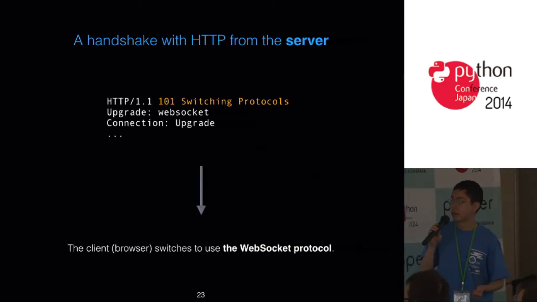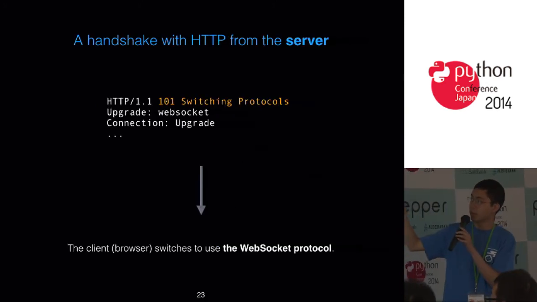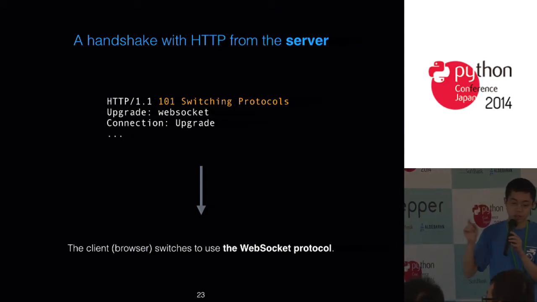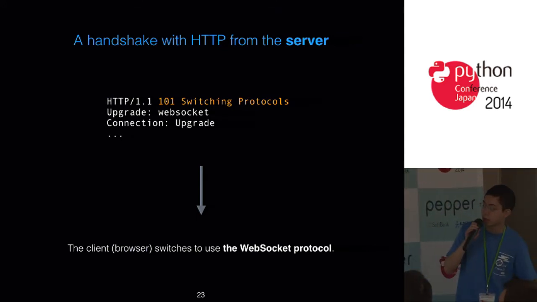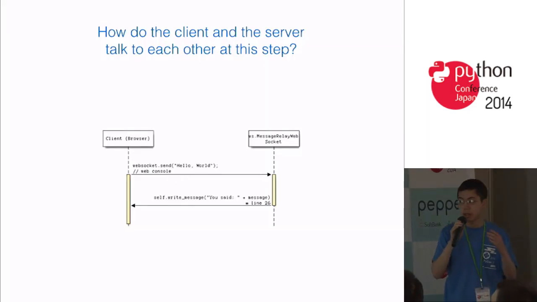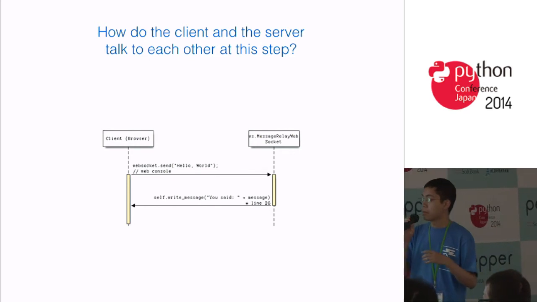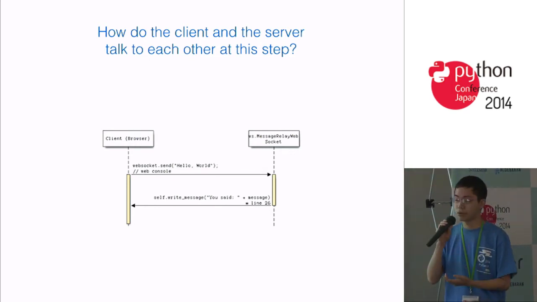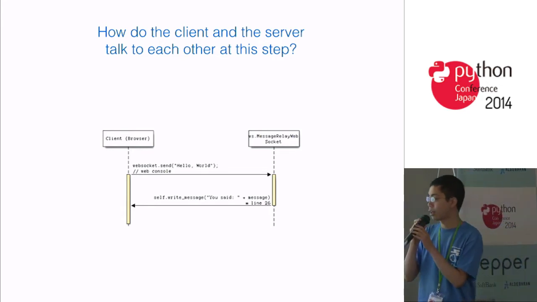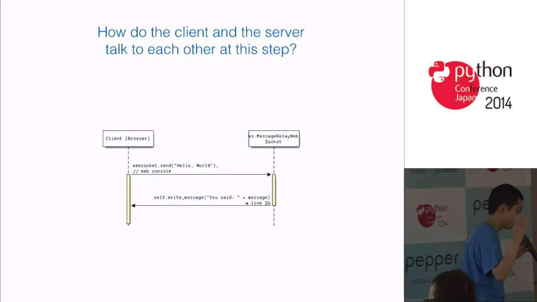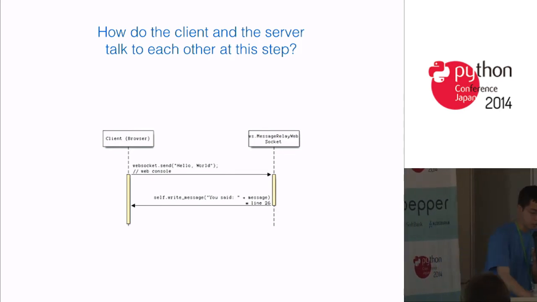So back to the server. That's what you get, the HTTP 101, and now the browser will switch to the WebSocket protocol. At this step, the JavaScript can only send a message, and the server will just reply whatever it got. Sorry, the text is too small, so now we're going to see the demo.